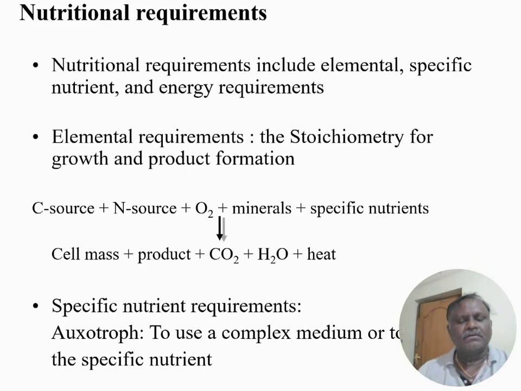So this is a thorough and very good recipe for all the organisms. If you see typically a nutritional requirement for an organism, which is based on the elemental requirements, it satisfies a typical stoichiometric equation where a carbon source plus nitrogen source with oxygen and sufficient minerals and other specific nutrients would give rise to the cell biomass, product, carbon dioxide, water and heat.